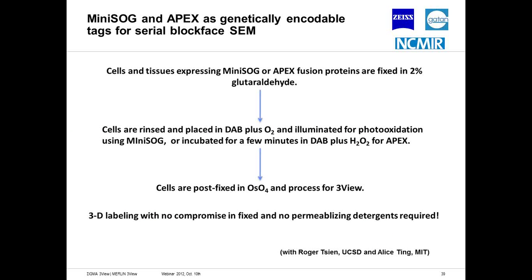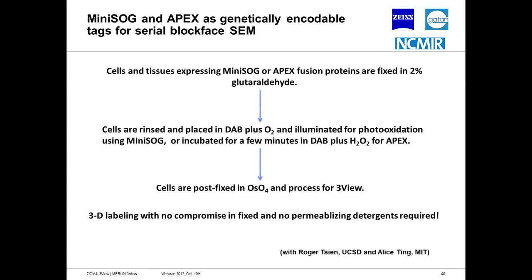Now, either of the tags can be cloned in very much like GFP, and using them is very straightforward, especially APEX. In cells or tissues that are expressing the recombinant protein, you fix the sample with conventional 2% buffered glutaraldehyde. Then in the case of Mini-SOG, you illuminate the sample with blue light in a solution of diaminobenzidine and oxygen, and the Mini-SOG photochemically creates a reaction product for you.